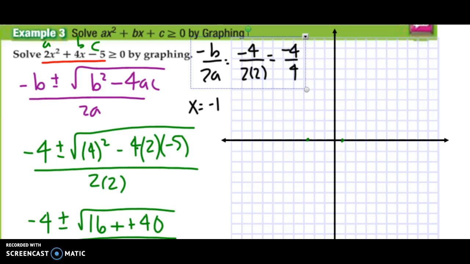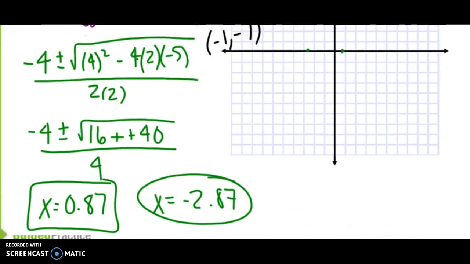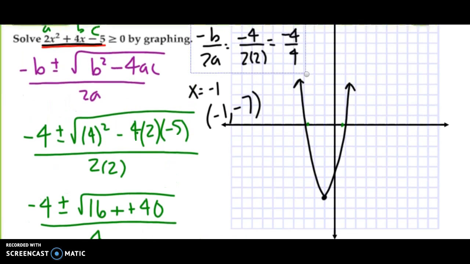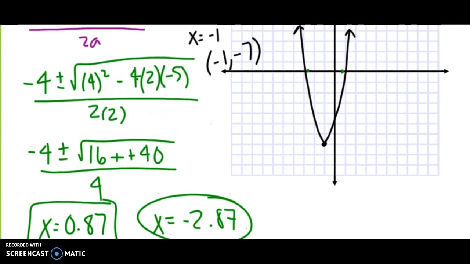Then I put negative 1 into my equation right here. So 2 times negative 1 squared is 2, plus negative 4 would be negative 2, minus 5 would be the point negative 1, negative 7. So if I go over here, negative 1, negative 7, right here. So you'll see where my vertex is. You see where it crosses the x-axis. And so I'm going to go right in here, go right in here, and a solid line because it's greater than or equal to 0. So here's my parabola.